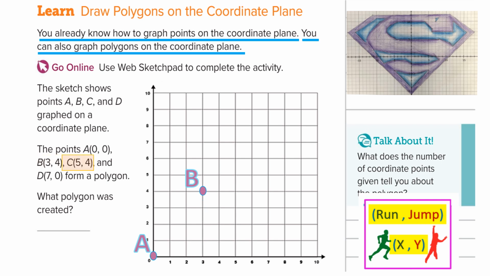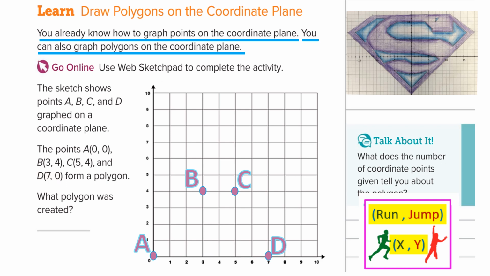My third one is C. It says to run 5, jump 4. The ordered pair of 5, 4 says to run forward to the 5, jump up to the 4, put a point. I label that C. And then my last one is D, 7, 0. So I'm going to run forward to the 7. 0 on the Y tells me just to leave it there. So I'm going to put my point and label it D.